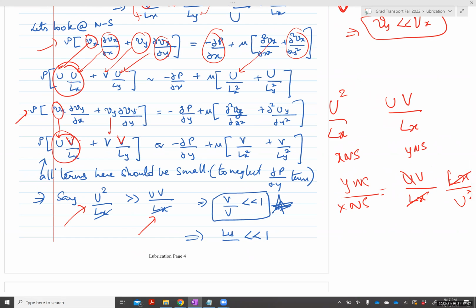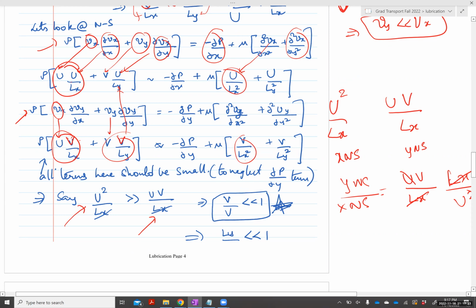For example, look at this, VU over Ly. This is V squared over Ly. Obviously, this term is going to be negligible compared to this term. So basically, you can show that for any term in the y Navier-Stokes. Look at this, V over Lx squared versus U over Lx squared. V is much less than U, so this term dominates much higher than this term.